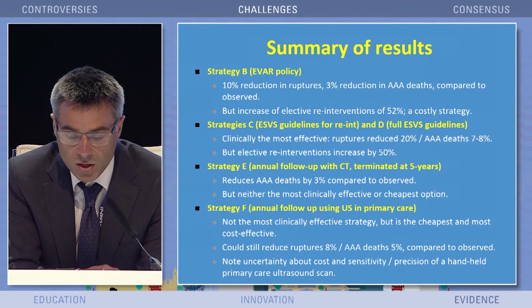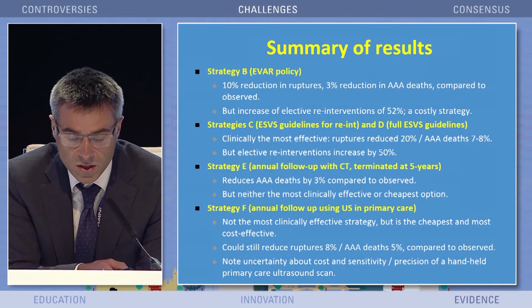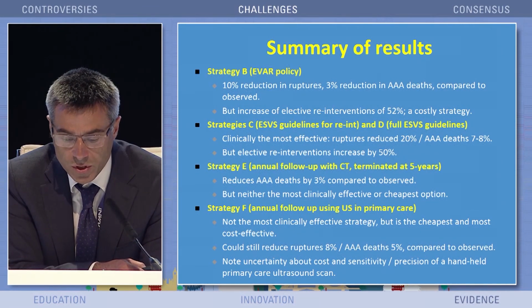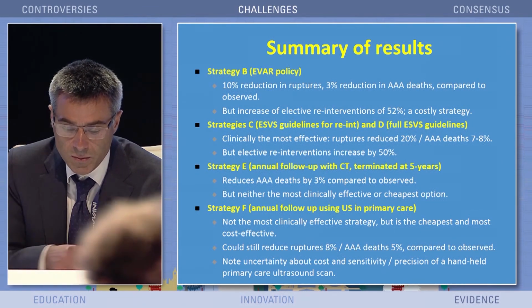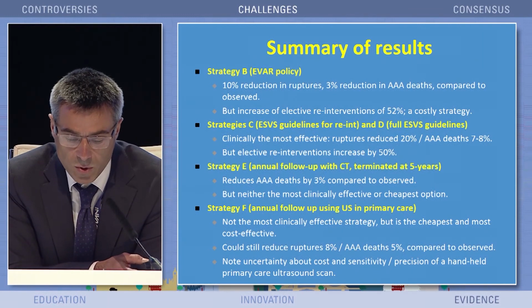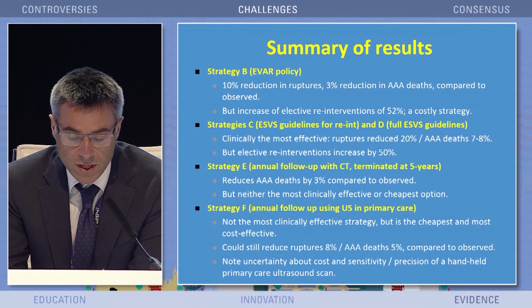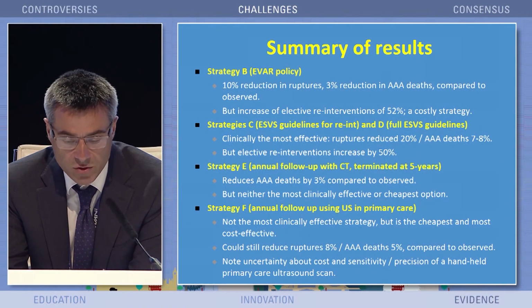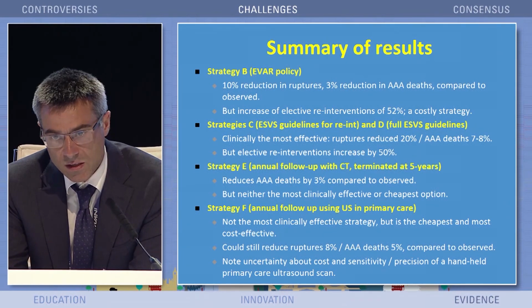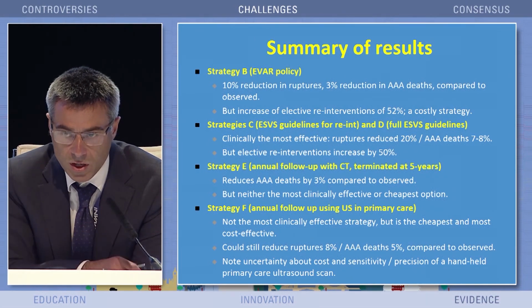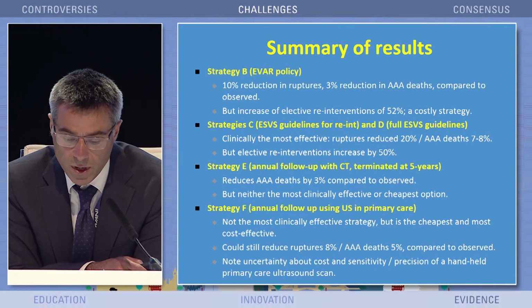Strategy E, truncating follow-up at 5 years, would be neither the most clinically effective nor the cheapest option because of the increase in reinterventions required. And strategy F is not the most clinically effective strategy, but is the least cost and the most cost effective based on NICE's published willingness to pay.